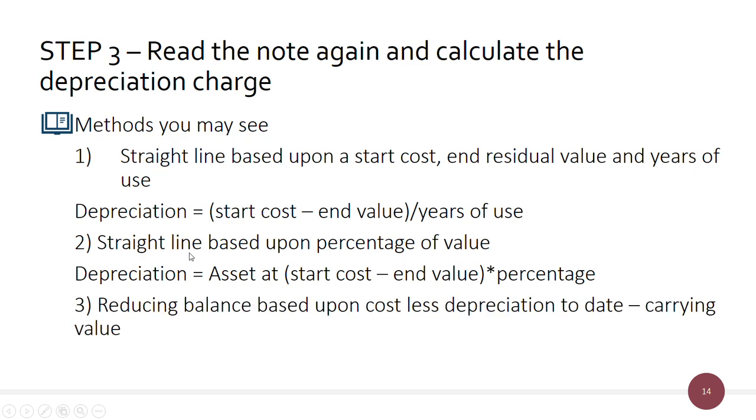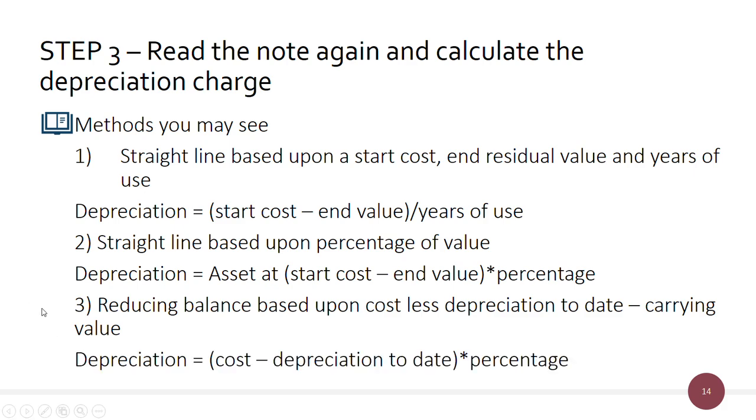Reducing balance is going to be the carrying value brought forward, so the cost minus any depreciation to date times by whatever rate it is. So let's say I had an asset of £10,000 and it was 30% reducing balance or diminishing value. In the first year, it's a £10,000 purchase and 30% diminishing value, so I've added £3,000 depreciation. £10,000 minus the £3,000, so my carrying value is £7,000.